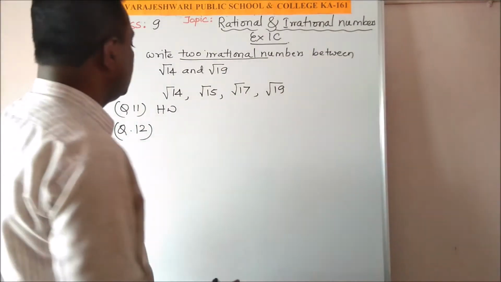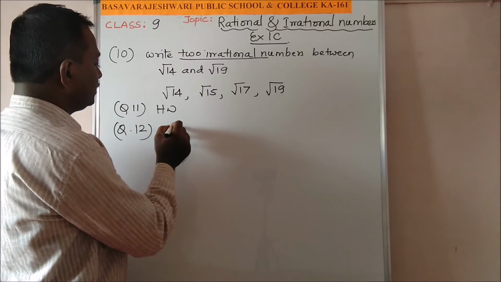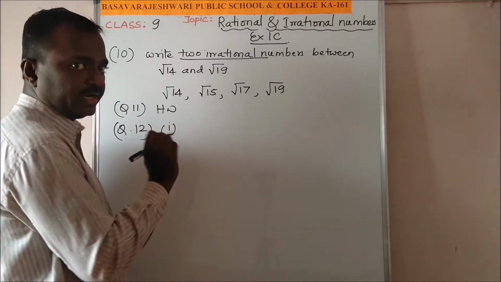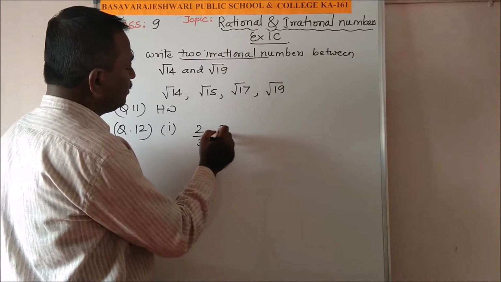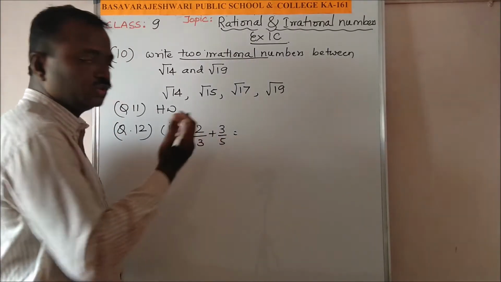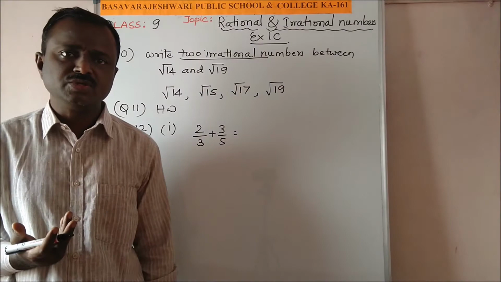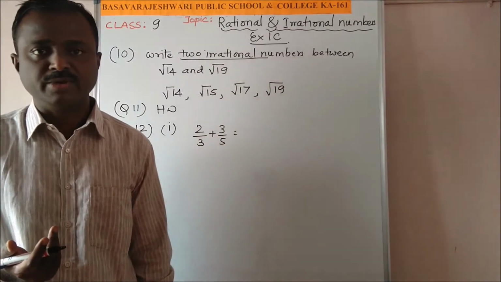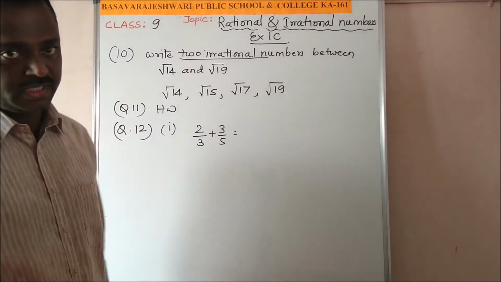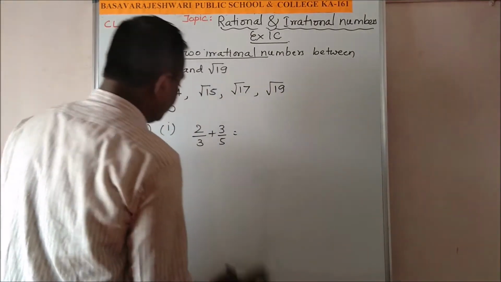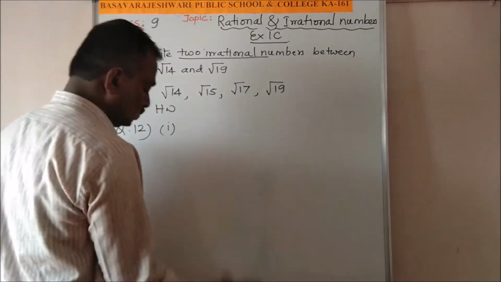Correct? So I am just giving an example: 2 by 3 plus 3 by 5. If I add these two rational numbers, again I will get a rational number only, which can be expressed in the form of p by q. Correct? So therefore, the first answer is true.